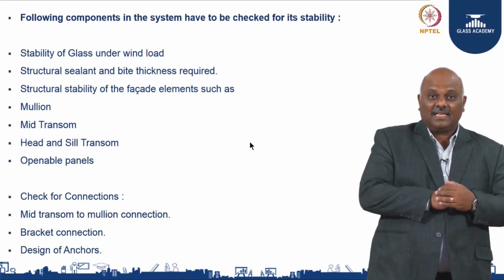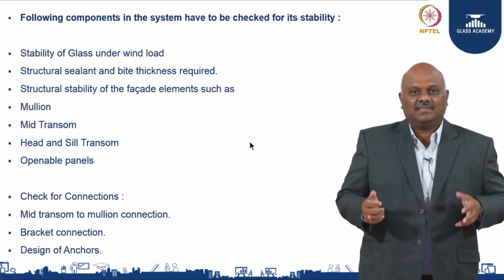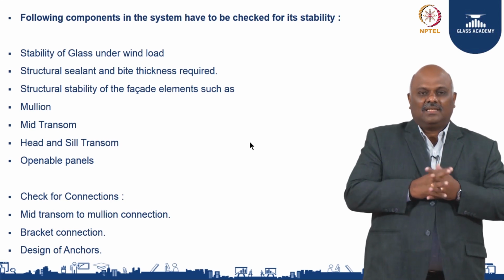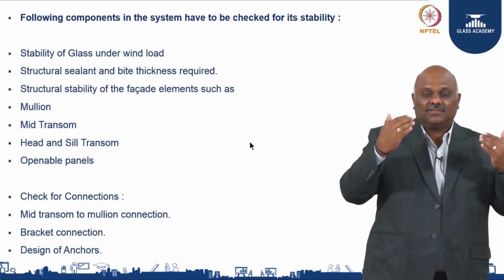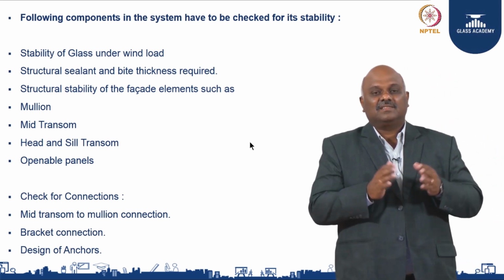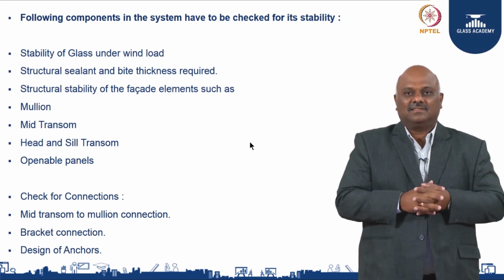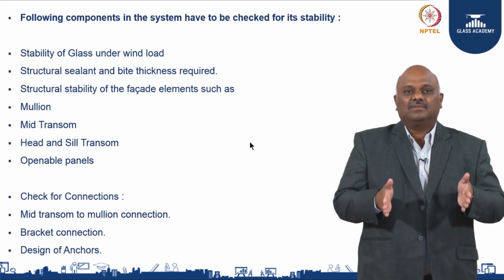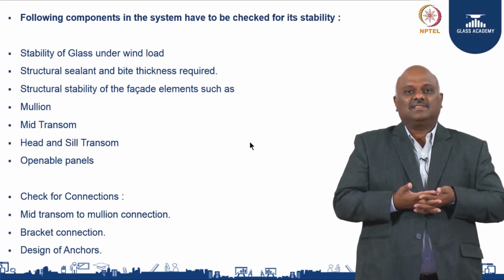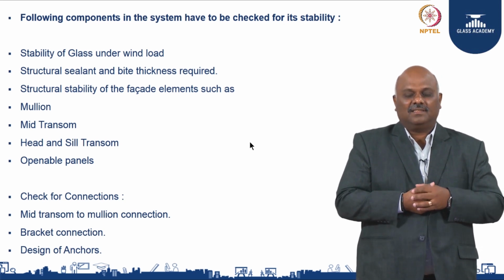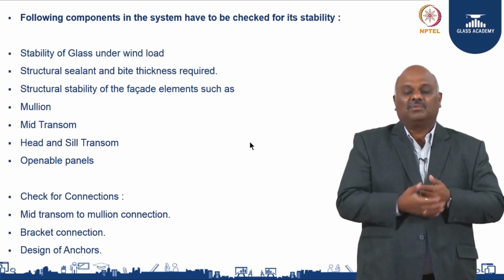First, stability of glass under wind load. You take a glass with its size, and you check what happens to it against the wind, how much it is bending, whether it is within the tolerance. What do you call tolerance? There are codes of practice. There are a lot of codes available, but for India today you follow NBC 16, which is in purview today. As per the code, what is allowable.